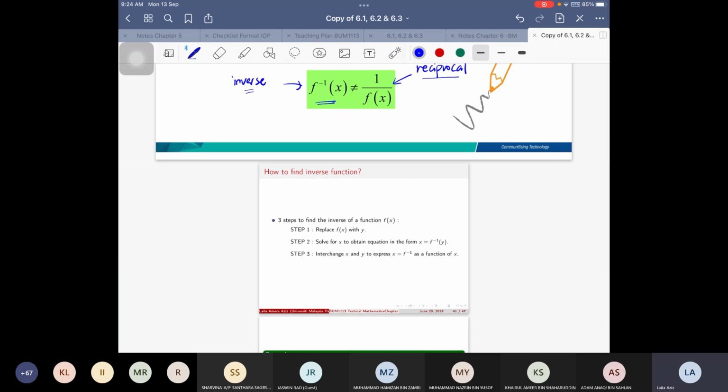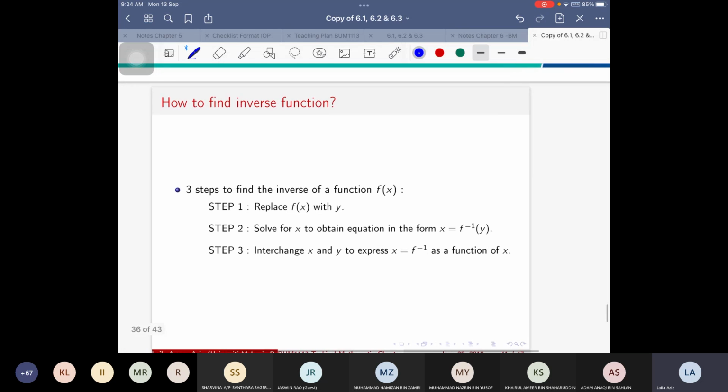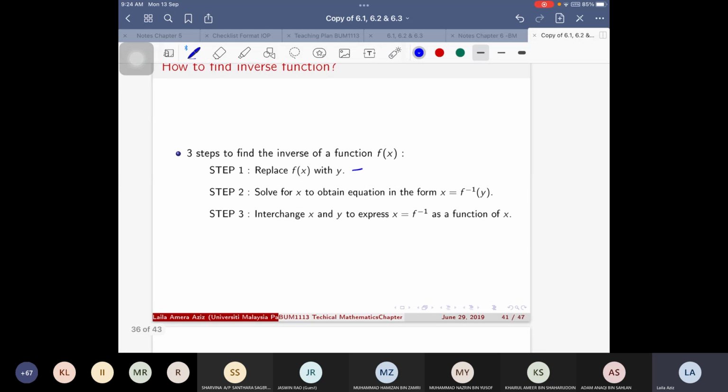Okay, how to find the inverse function? Ada 3 step je macam mana kita nak cari inverse function. Okay, step yang pertama kita gantikan f of x dengan y. So kita tulis y sama dengan function f of x. Step yang kedua cari x. Okay, step yang ketiga, apa yang you dapat tu tukarkan dia dalam bentuk x. Tu adalah step macam mana nak cari inverse.